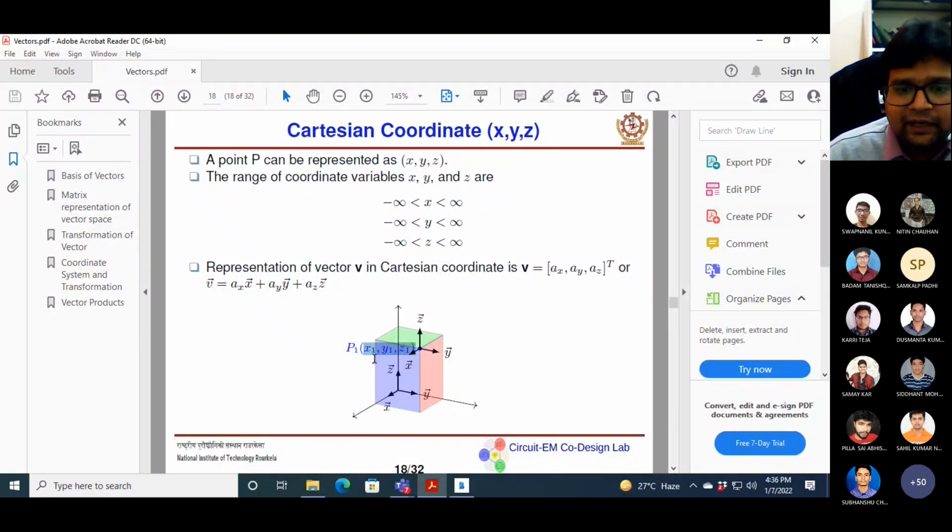Now you can say that any point or any vector V in this coordinate system can be represented as a_x, a_y, and a_z, and these are the corresponding direction vectors. So you can write it either in column vector form or in this form.